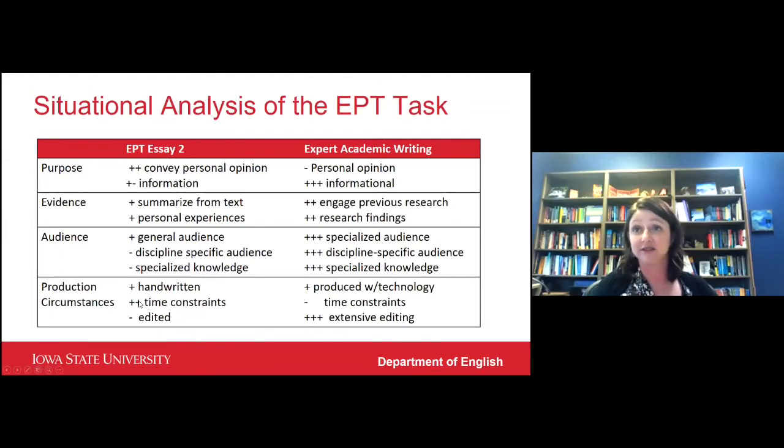We also have sort of circumstantial differences. So in our learner corpus, these were handwritten essays, whereas expert academic writing, at least these days, is primarily produced using computers and technology. It's produced over a long period of time, and it's extensively edited. And these are things that our learners didn't have, right? They had to handwrite. They had a very specific time constraint. They had 40 minutes in which they needed to read and then write 2 essays, and that left very little time for any editing.